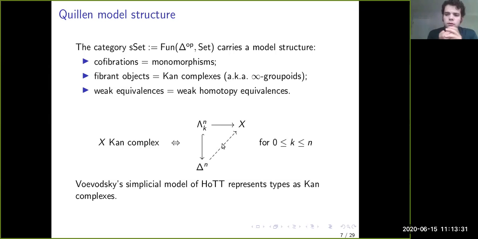Now, one context in which you may have encountered Kan complexes in the past is Voevodsky's simplicial model of homotopy type theory. In that model, types are represented as Kan complexes.